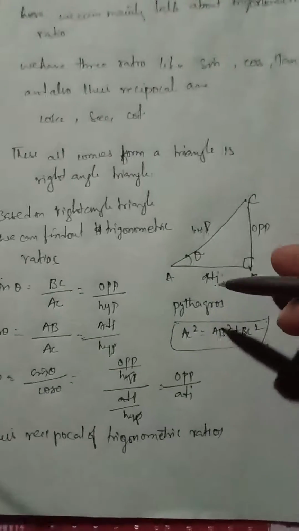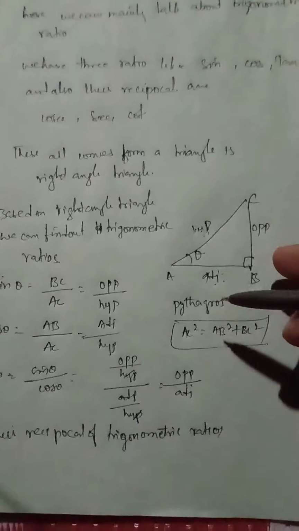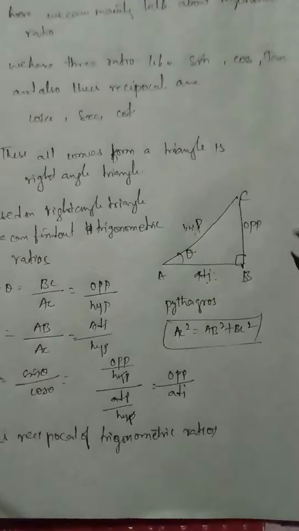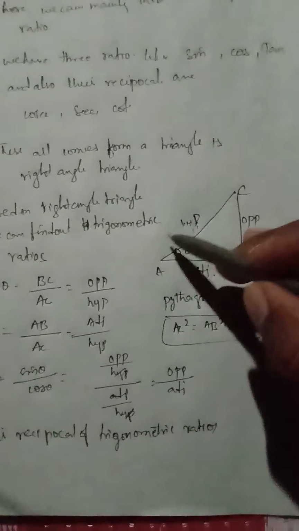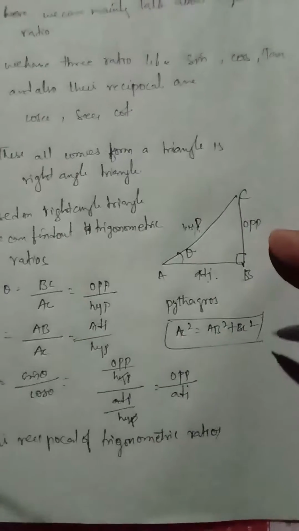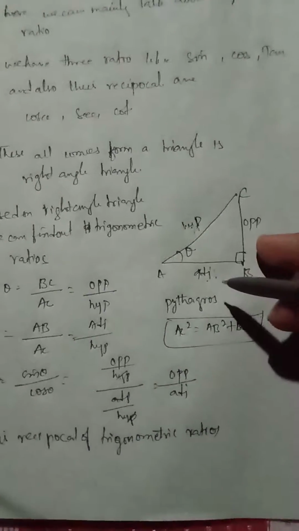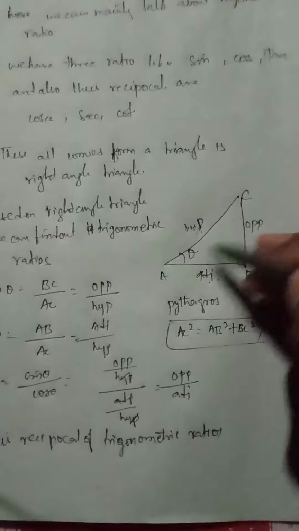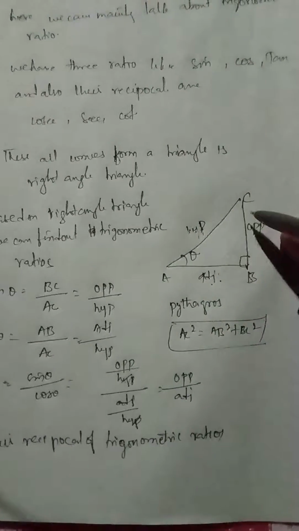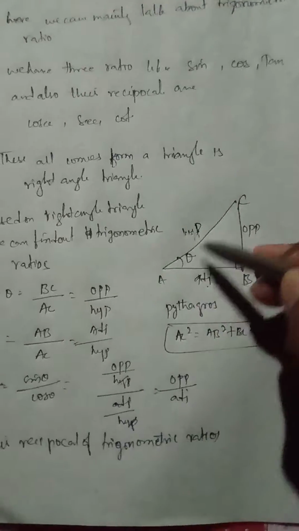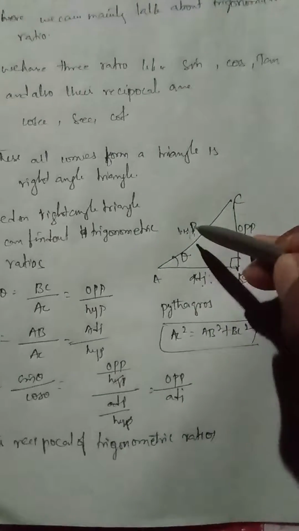When you find these trigonometric ratios by using this right angle triangle, just remember one thing: how we got the sides of the right angle triangle. Now let us discuss every side deeply. First, we'll go for the longest side of the right angle triangle. It is AC, and it is called the hypotenuse.